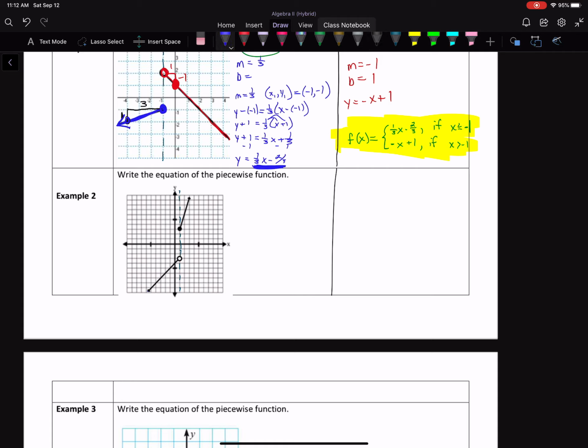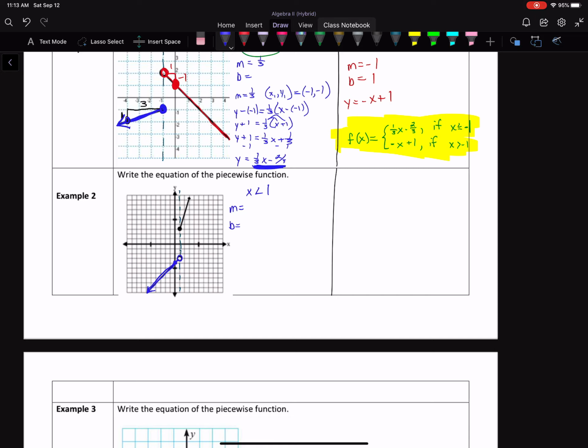So let's start with the equation off to the left. Where is that happening? Or when is that equation good? For the x values that are less than 1. And it's less than again because of the open circle here. I'm not including 1 for that equation. Okay, I need two pieces of information. I need my slope and I need my y-intercept.